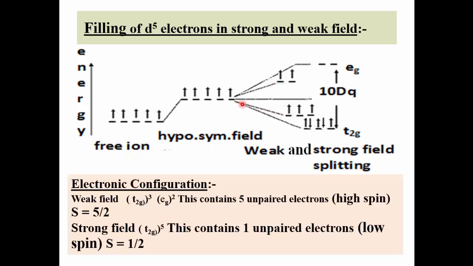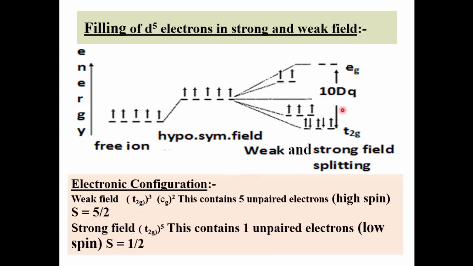Therefore in weak field, what happens? 3 electrons enter the t2g orbital and 2 electrons enter the eg orbital. Hence the electronic configuration for weak field is t2g3 eg2. So there are 3 electrons in the t2g orbital and 2 electrons in the eg orbital, and hence this contains 5 unpaired electrons. Hence this is a high spin complex and the spin is 5 by 2.